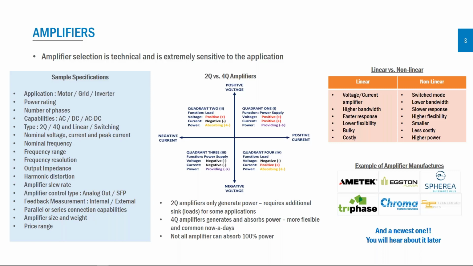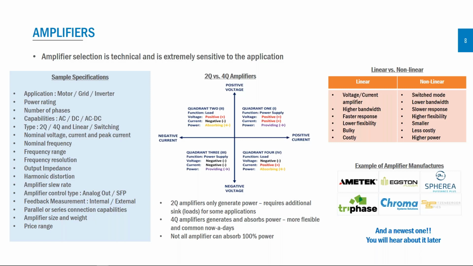Now, 2-quadrant amplifiers used to be popular some time back, but they sometimes require, I would say, additional sinks in case of applications such as PV inverter testing, where your inverter power has to go somewhere and your amplifier cannot sink the power. So you will then need some form of a load between your amplifier and the inverter. 4-quadrant amplifiers are getting more and more popular nowadays because they give more flexibility. But not all 4-quadrant amplifiers are created equal, because some can absorb 100% rated power back when you are operating in sink mode, but some cannot. So you have to be careful when you are specifying your amplifier.